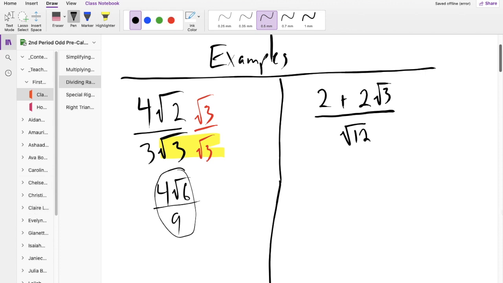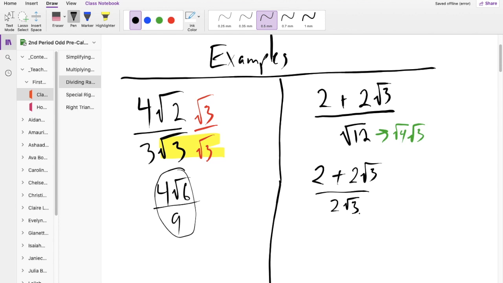In this example, we have a binomial divided by a monomial. It's going to be the exact same process. One thing I do recommend doing first is always to simplify any radicals, or in general simplify any fractions that you potentially see. So let's start by changing this square root of 12. The square root of 12 is the square root of 4 times the square root of 3. So we can rewrite this as 2 plus 2 root 3 over 2 root 3.